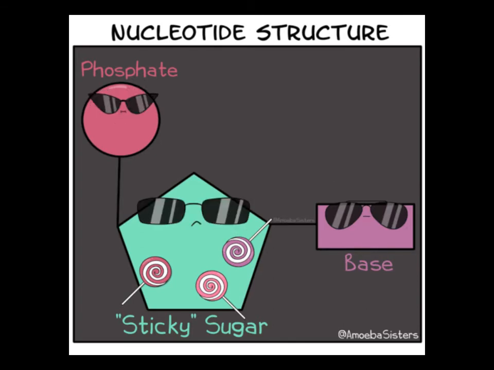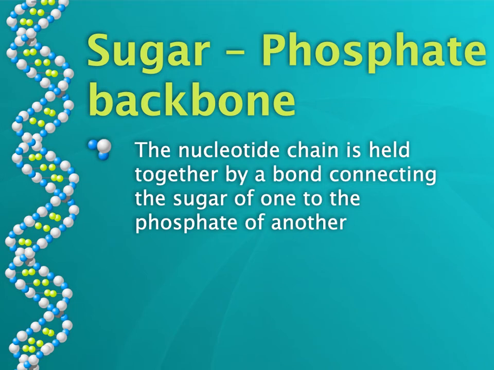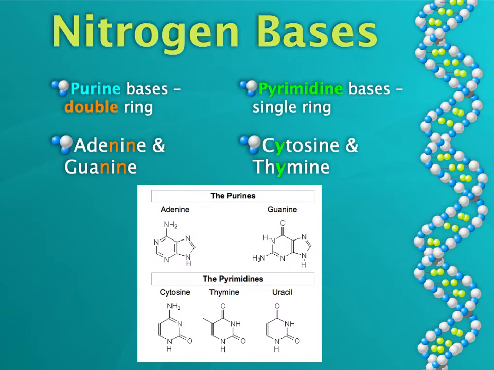And everybody wears sunglasses because we're cool. This is known as a sugar phosphate backbone. It's a spiral staircase, kids. And a spiral staircase has got handrails on the side. That's the sugar phosphate backbone, and it gives all the strength to the DNA molecule. The steps are the bases, and they are not as strong.